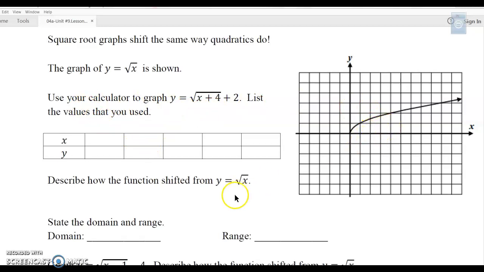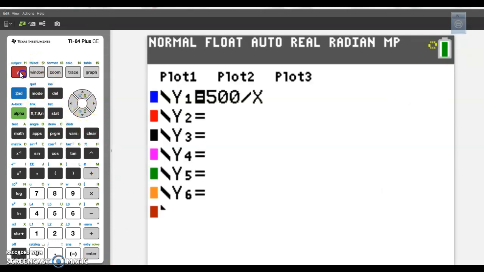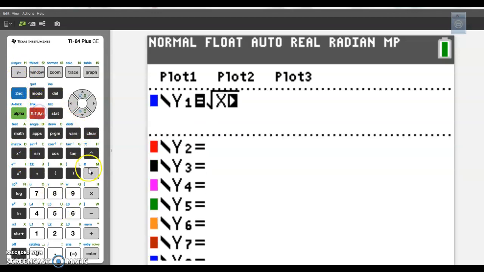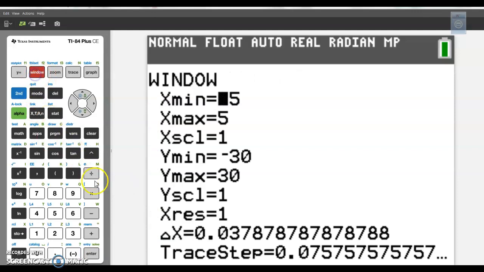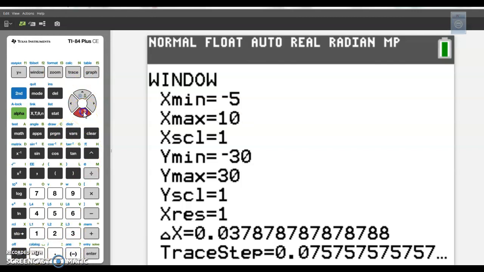All right, so this is the graph of y equals the square root of x. Let me put it in my calculator so you can see it. Y equals, I'm going to do the square root of x. And I'm going to adjust my window so that it looks like what's on the paper. So that is from -5 to 10 for the x's, and for the y's, it is from -6 to +6.